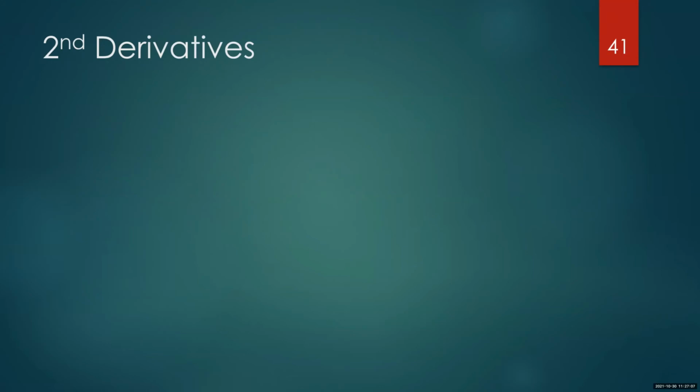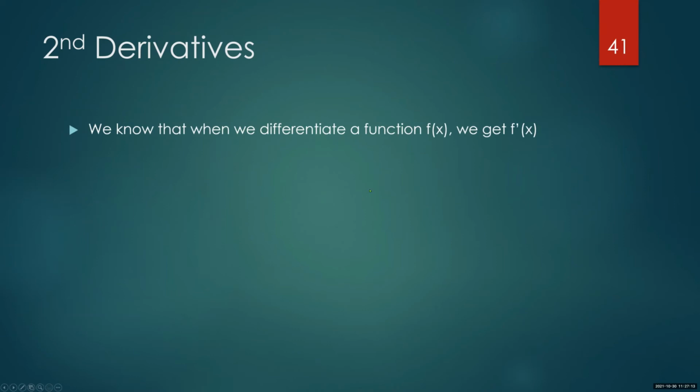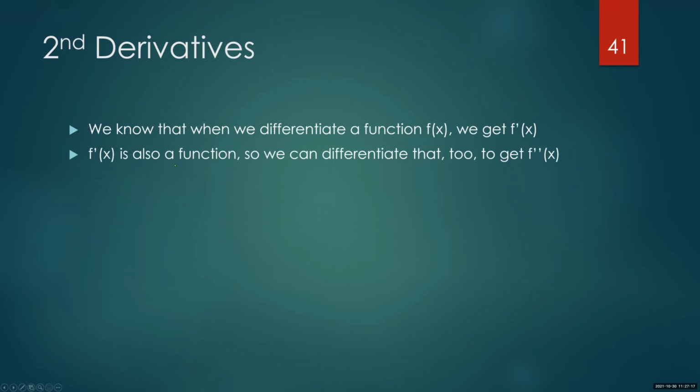So we now move on to talk a little bit about second derivatives. We know that when we differentiate a function f of x, we can get f dash of x. But f dash of x is also a function, so we can differentiate that too, and we get f double dash of x. That's the f with the 2 dashes. It's just pronounced, you can say f dash dash or f double dash.